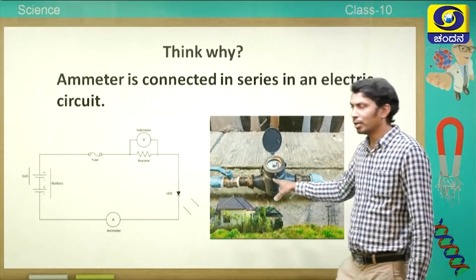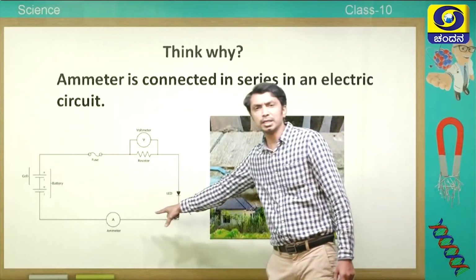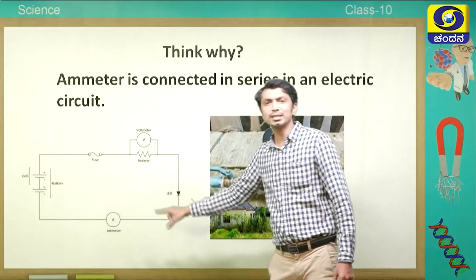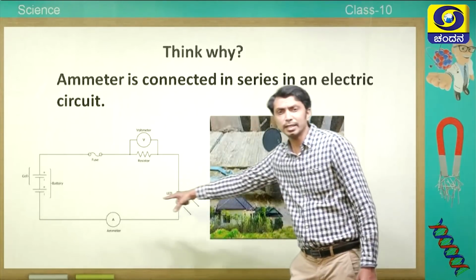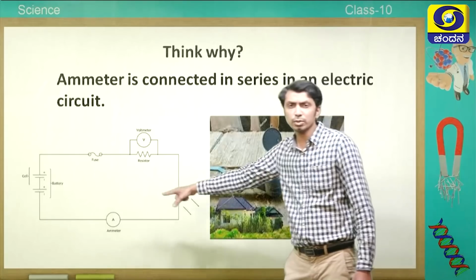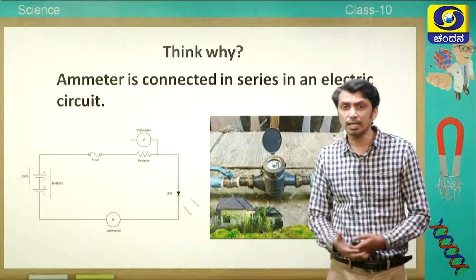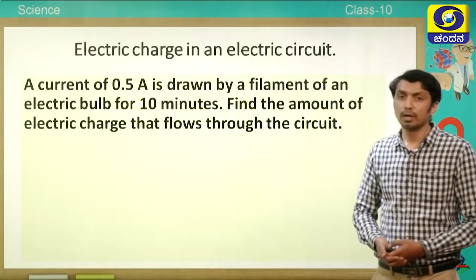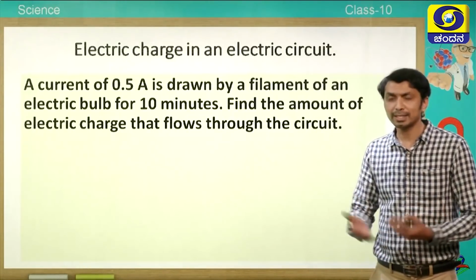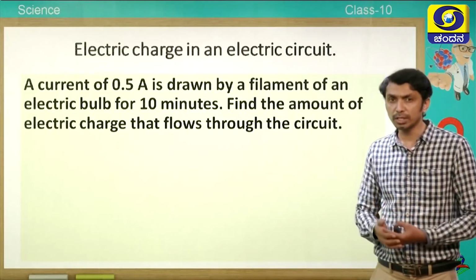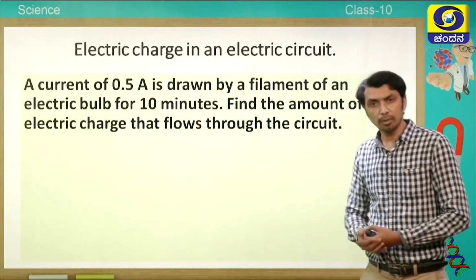In the same way, we have to put the ammeter with the battery in series so that the entire electric current flows through the ammeter to measure the amount of electric current. Now we know what electric current is and we know its equation. Shall we solve a numerical problem?